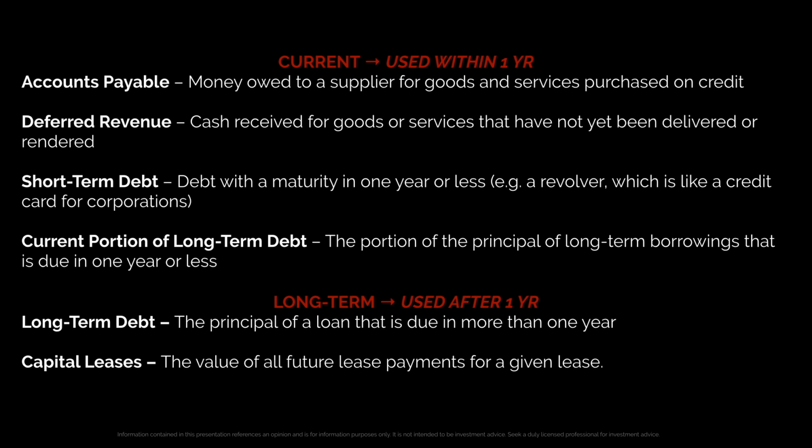Next, you have short-term debt, which is a maturity in 1 year or less. You can have a revolver or a line of credit, which is just like a credit card for corporations. You can have like a $1 million revolver. So if you need to draw on that credit line, you can do so.